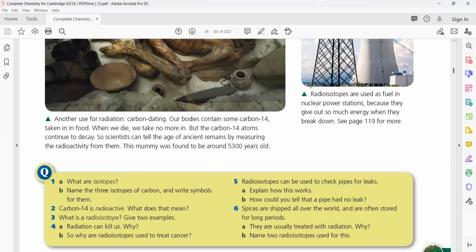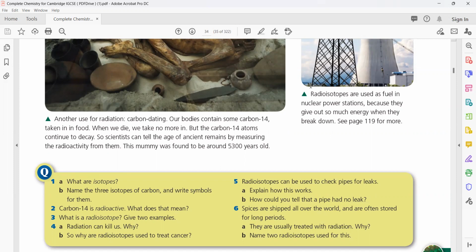Radioisotopes can be used to check a pipeline for leakage. Explain how this will happen. You know very well. How could you tell the pipe had no leak? If the Geiger counter shows 0, it means there is no leakage.